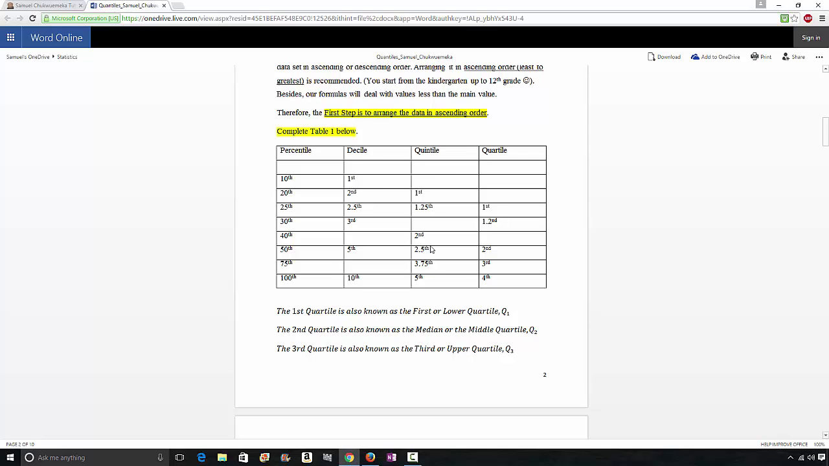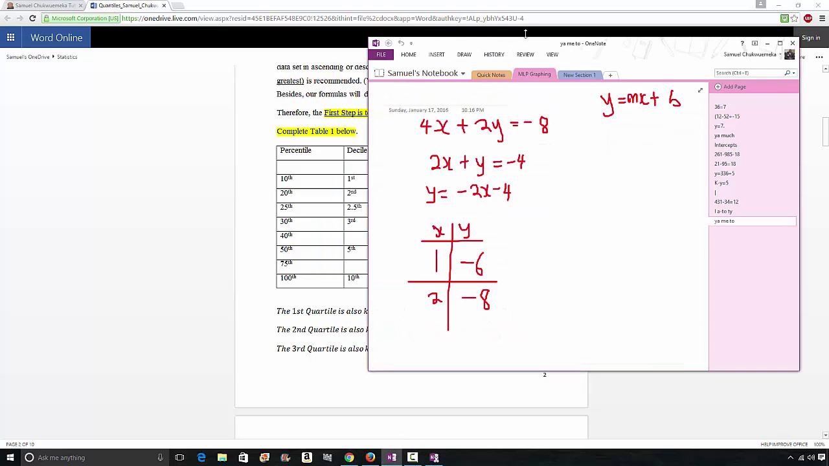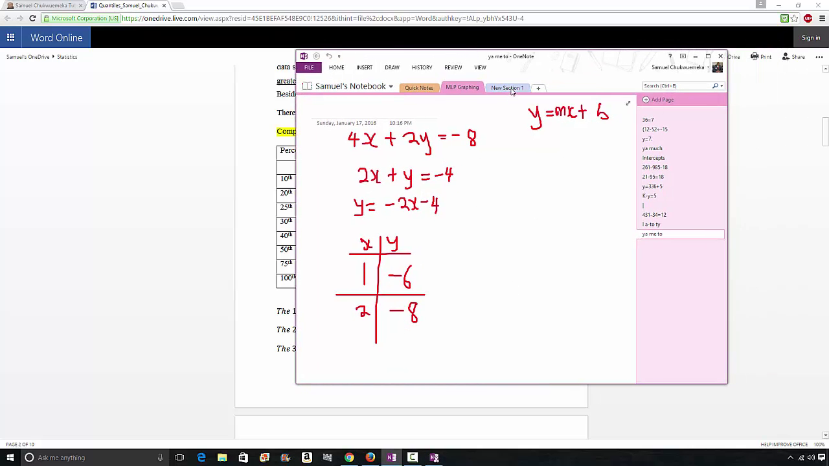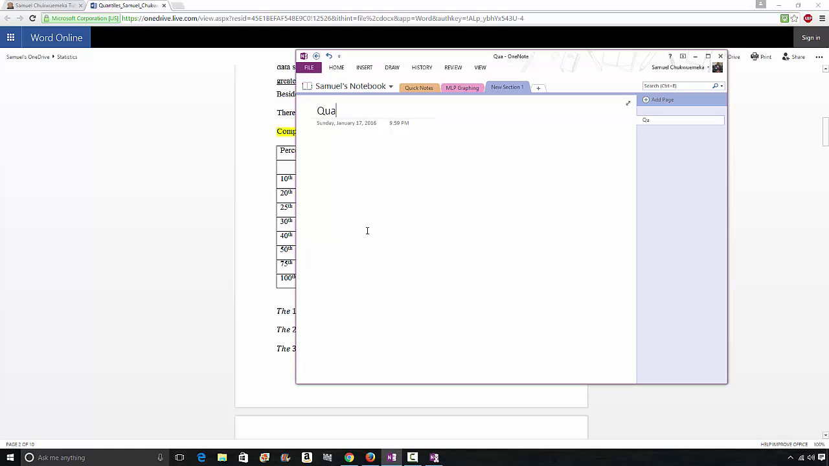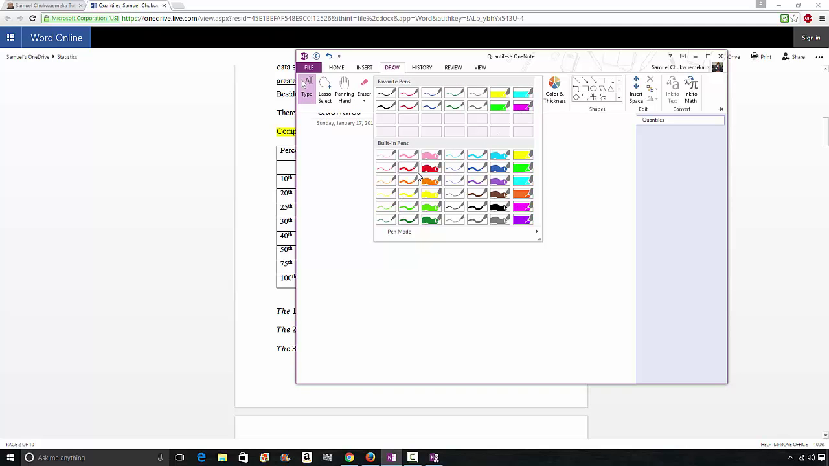Then you talk about a quintile. With quintile, you're dividing the group into 5 equal parts. Let me illustrate this more. Let me pull up my notebook. Click on new section, and I'm just going to type in quantiles here. Let me get my pen.